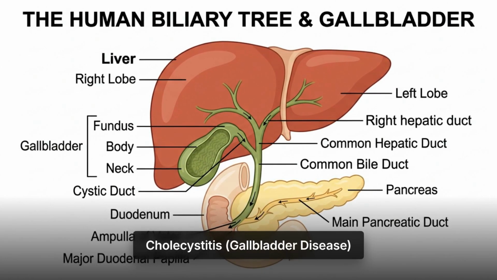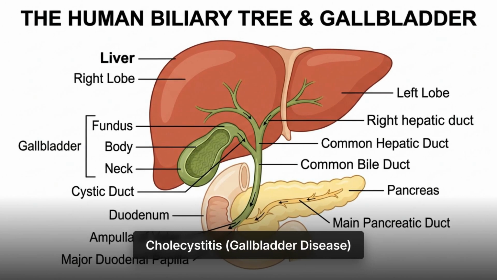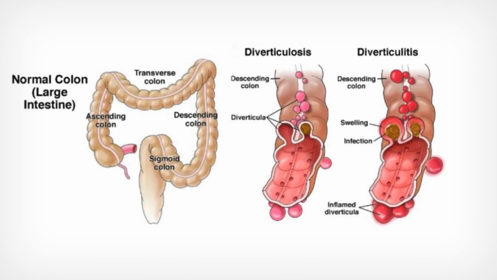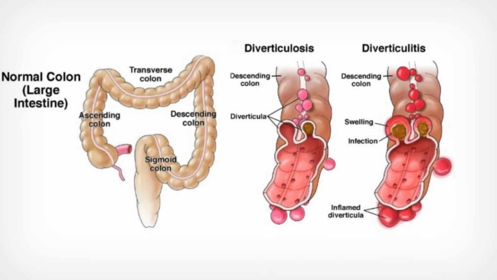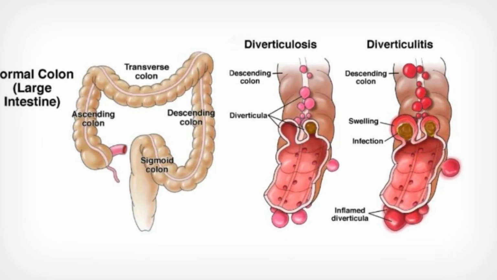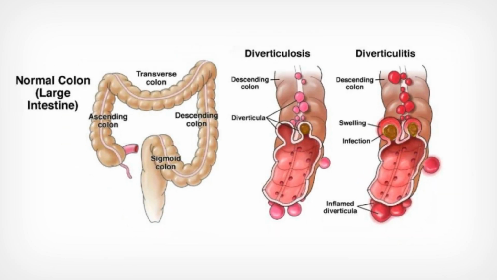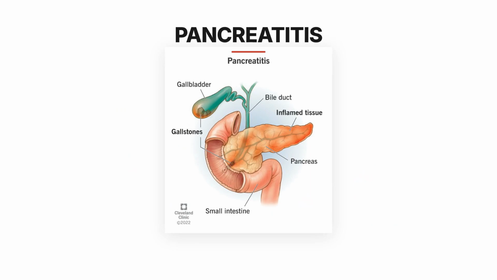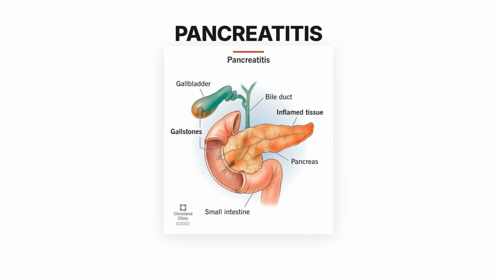What about left lower quadrant pain in an older adult with fever and changes in bowel habits? Think diverticulitis. What about severe upper abdominal or left upper quadrant pain radiating to the back? Think pancreatitis, which often presents with severe upper abdominal or left upper quadrant pain radiating to the back.